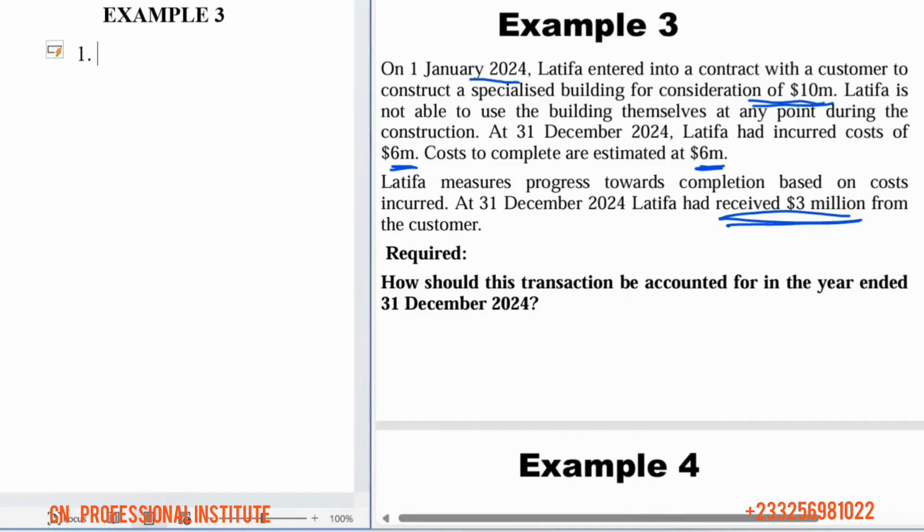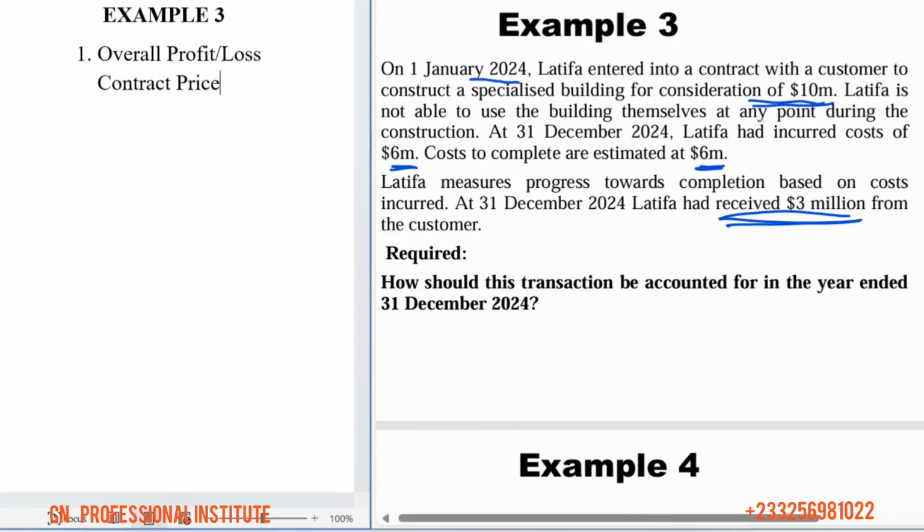So the first thing we do is, don't forget, we test for overall profit or loss. Why are we testing for overall profit or loss? To check if there's an onerous contract, right? And I told you the treatment will be very different if there's an onerous contract or if there's overall profit. How do you do that? We bring the contract price.